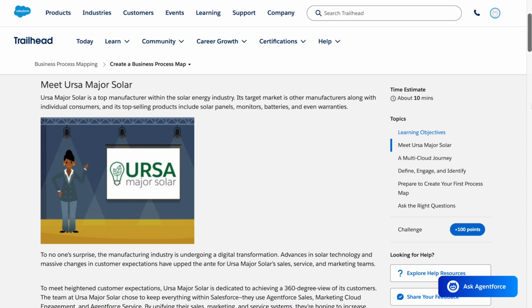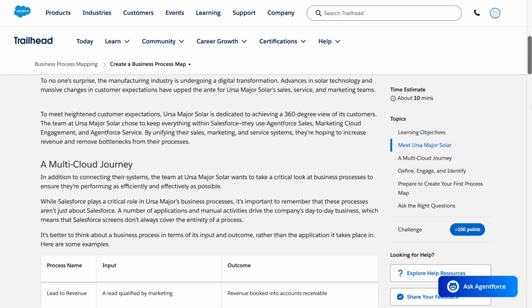Meet Ursa Major Solar. Ursa Major Solar is a top manufacturer within the solar energy industry. Its target market is other manufacturers along with individual consumers, and its top-selling products include solar panels, monitors, batteries, and even warranties. To no one's surprise, the manufacturing industry is undergoing a digital transformation.